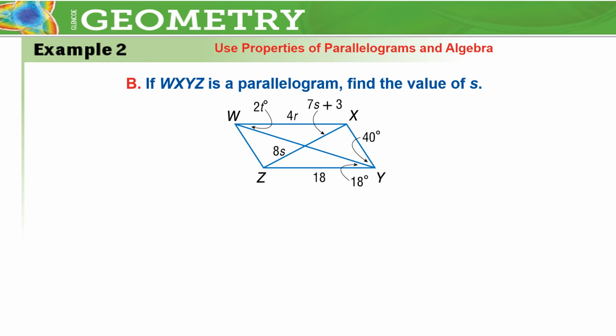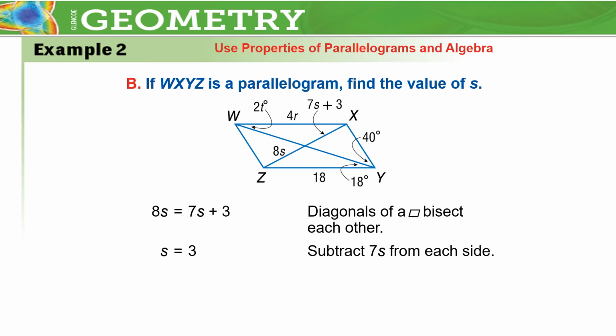Find the value of S. S here is in a diagonal. The two diagonals bisect each other. Then here 8S equals 7S plus 3. 8S minus 7S, so S equals 3.